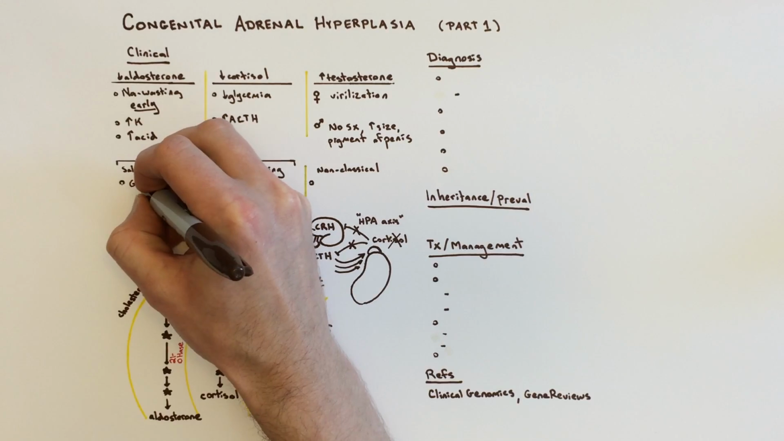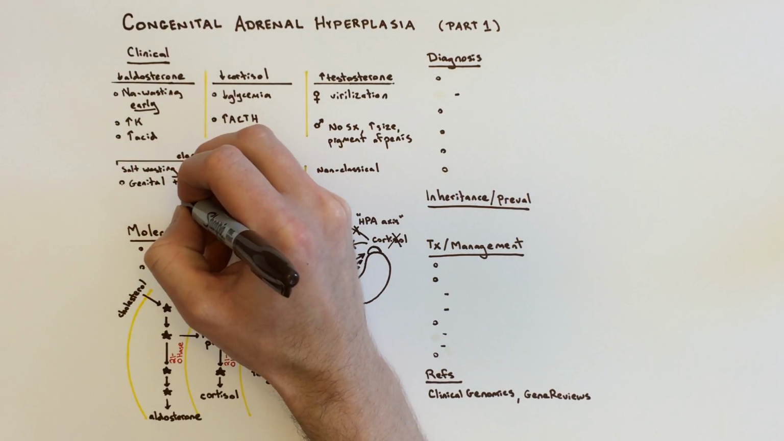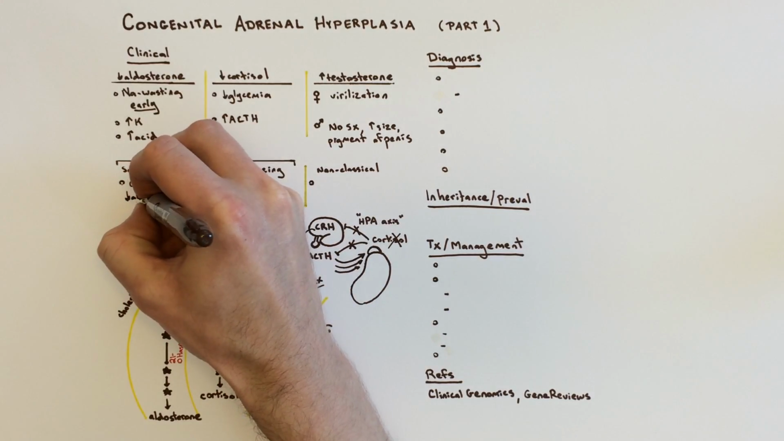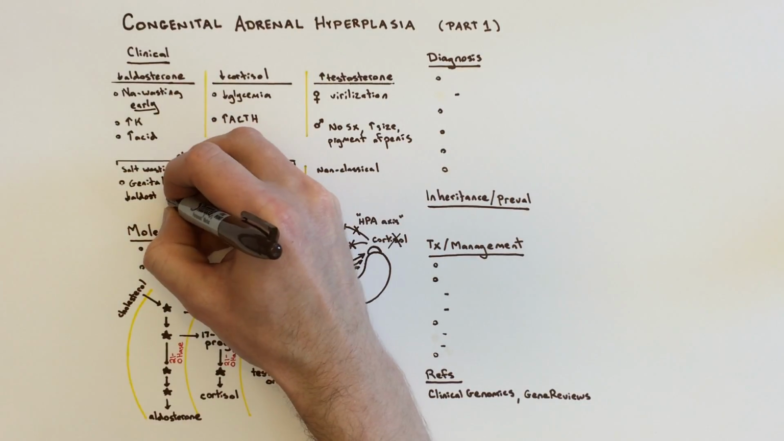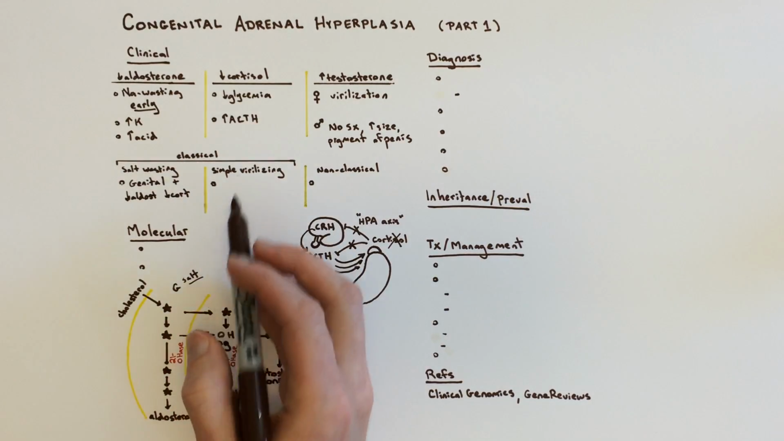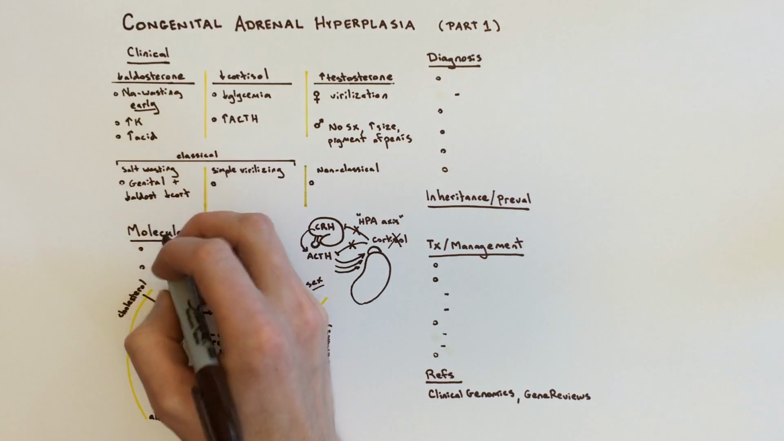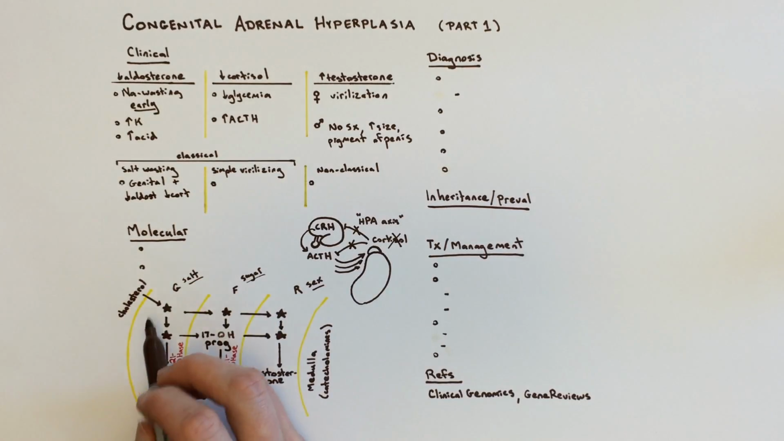So these individuals have the genital findings, plus they have decreased aldosterone. So they're salt wasters. They have decreased cortisol. So they have adrenal hyperplasia and problems with glucose. They also have the genital features, which I already mentioned.